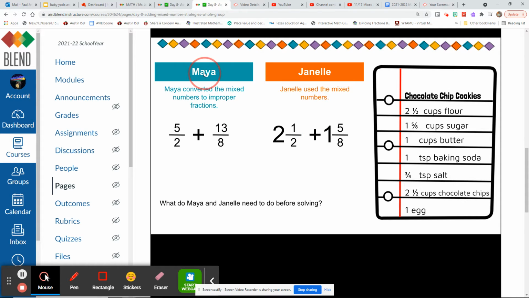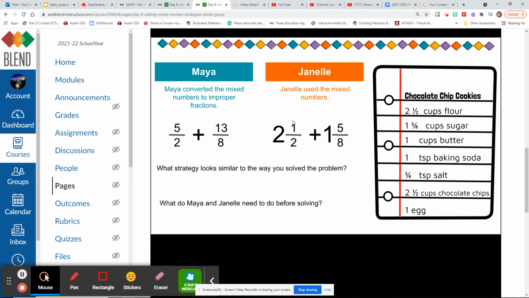Okay, so we have two people. They're solving it in two different ways. Maya converted the mixed numbers into improper fractions, and Janelle used the mixed numbers. What do Maya and Janelle need to do before solving? All right, so what strategy looks similar to the way that you solved the problem?